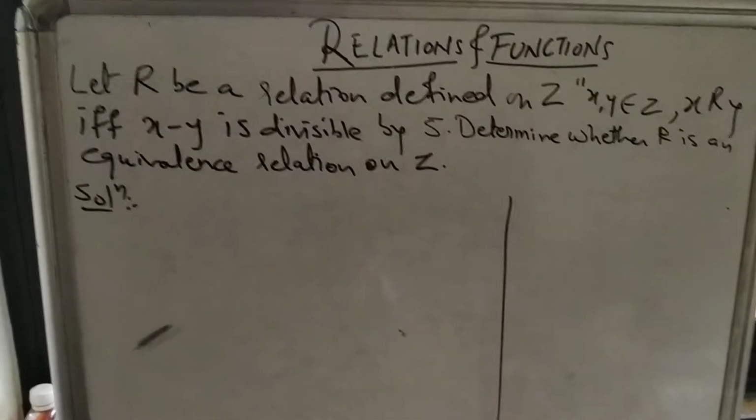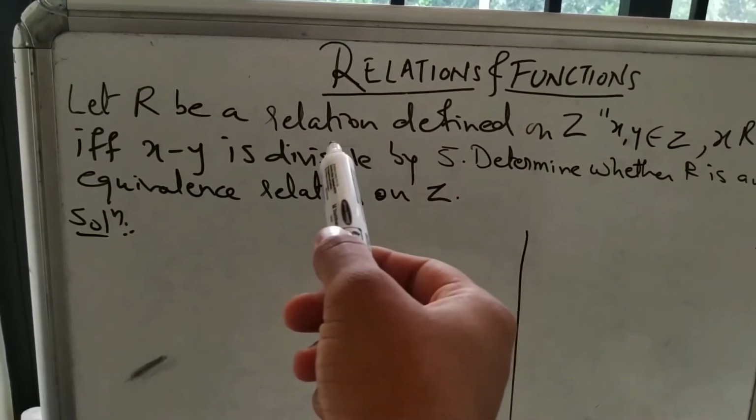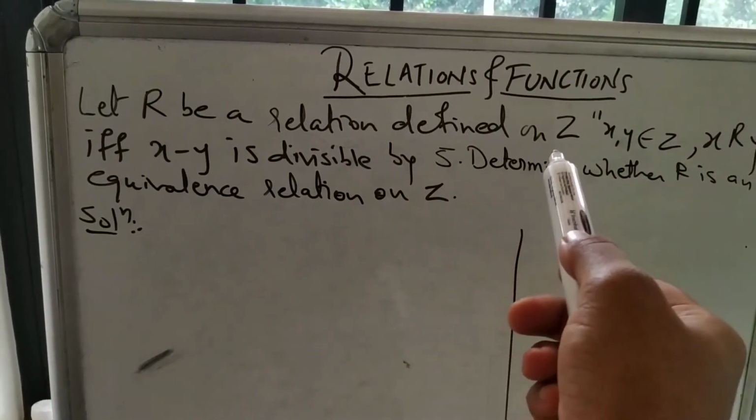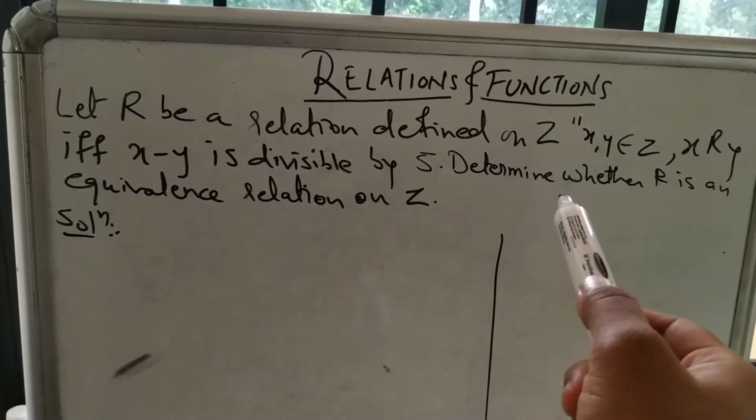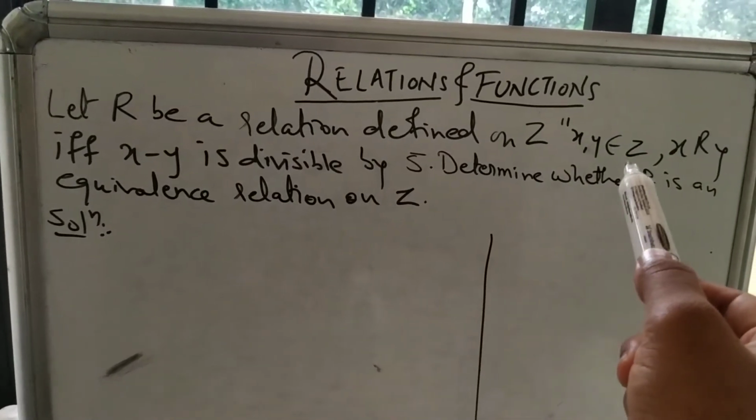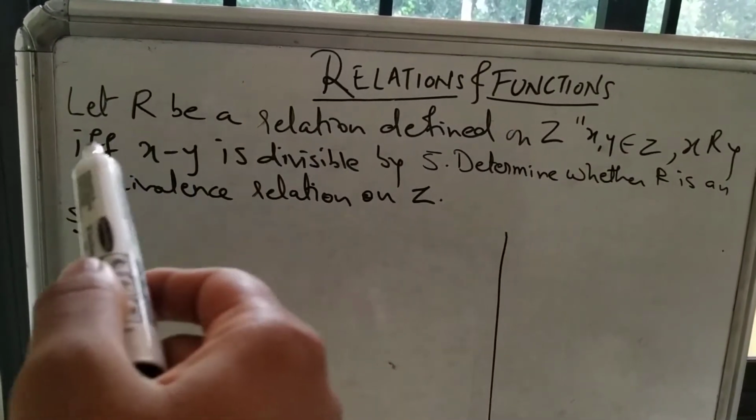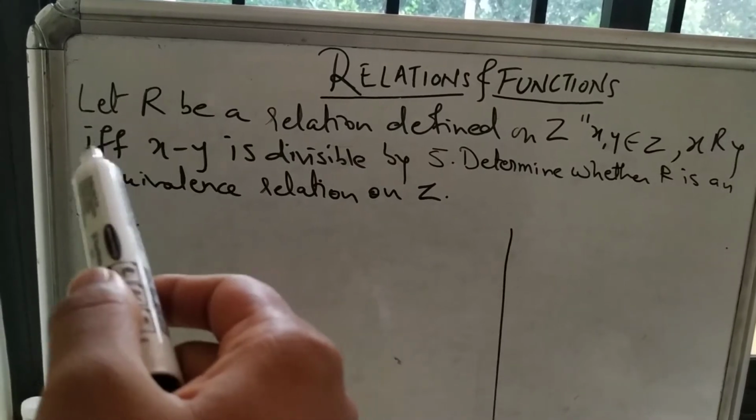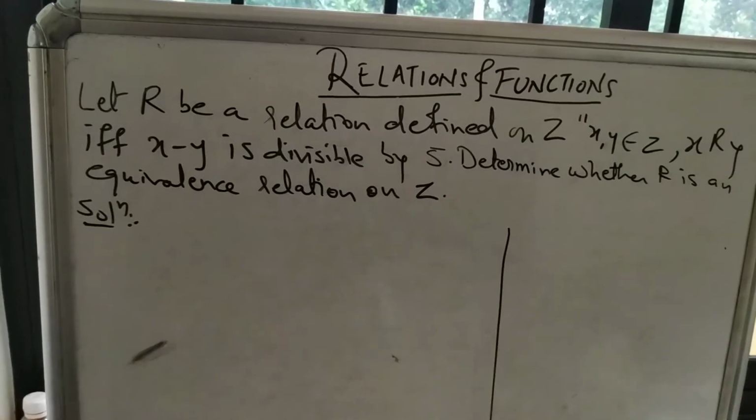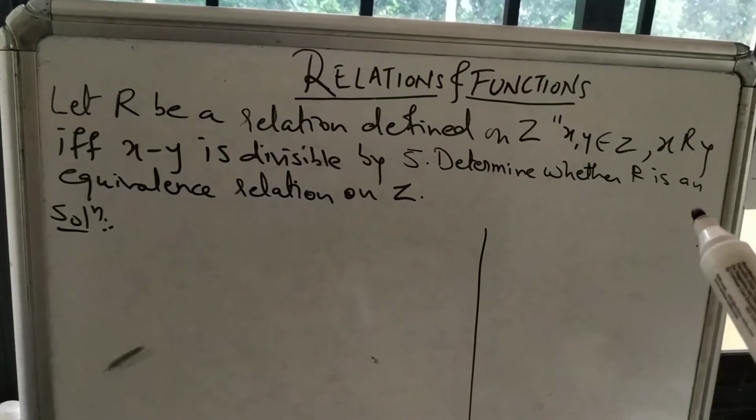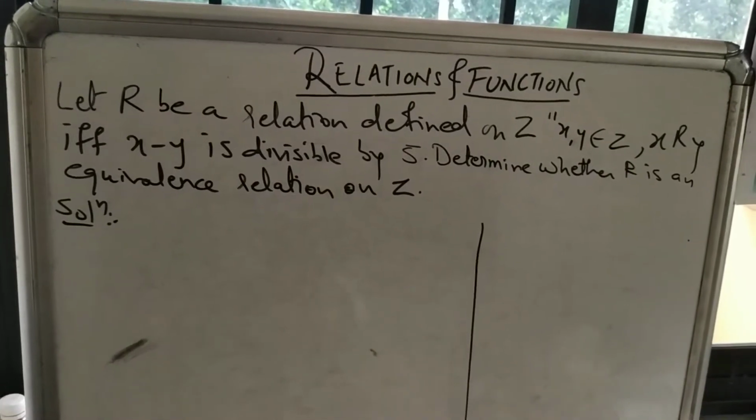Hello students, let us take another problem. Let R be a relation defined on Z, where Z is the set of integers, and it is defined as: (x, y) belongs to Z, that is, x is related to y if and only if x minus y is divisible by 5. Determine whether R is an equivalence relation on Z.